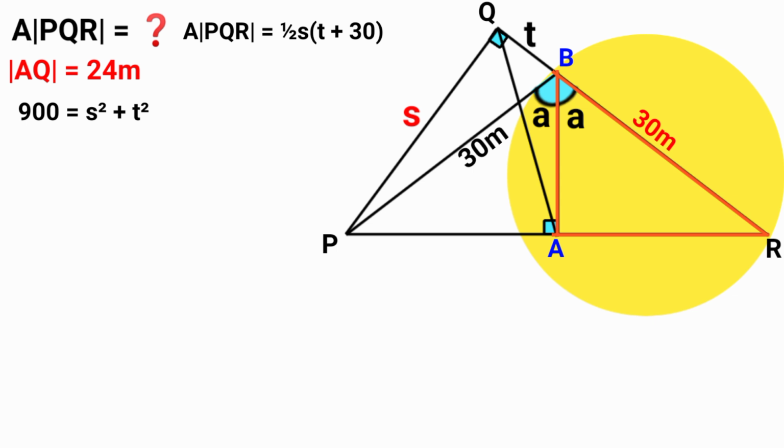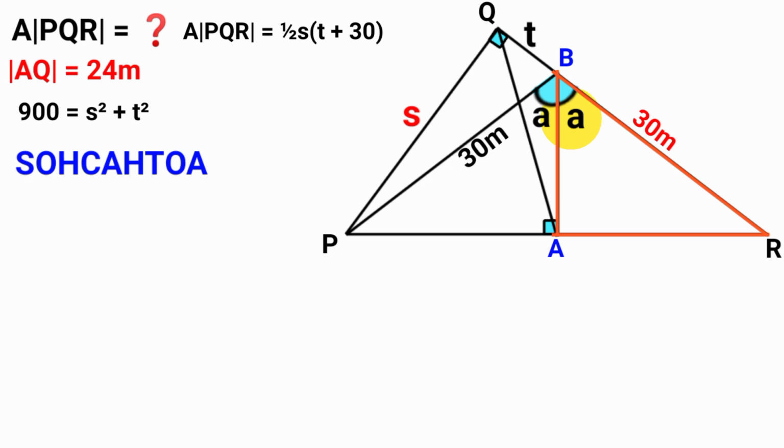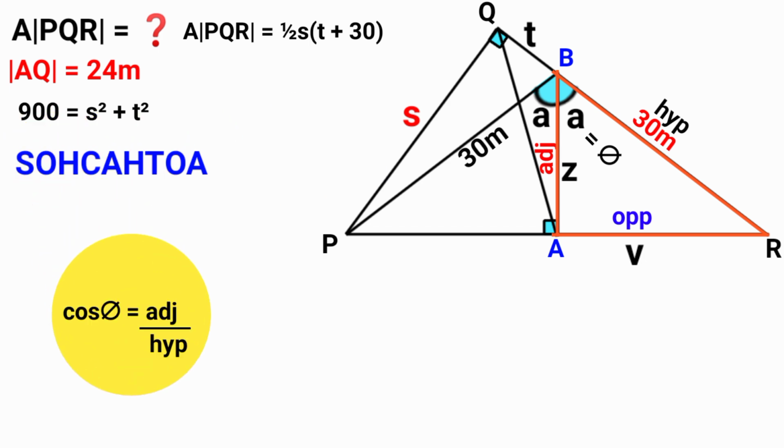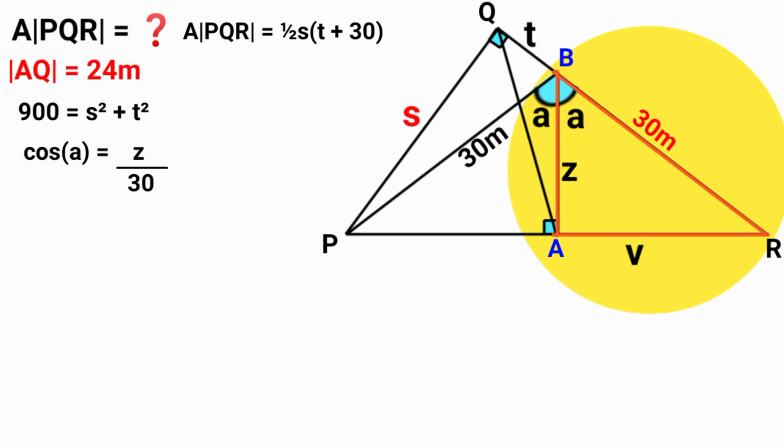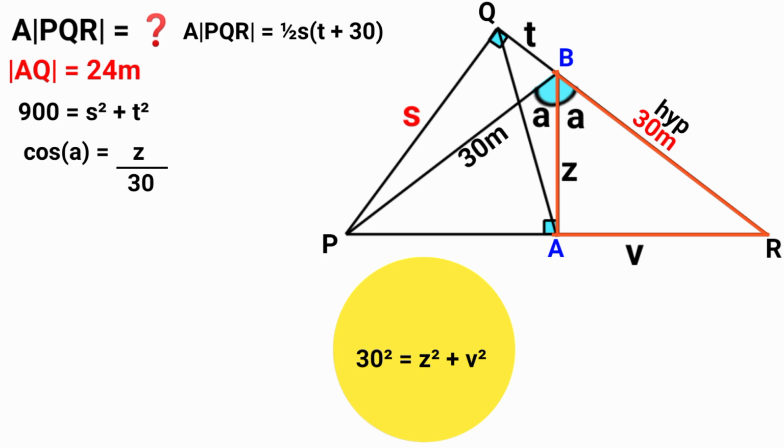Come back to this triangle. We can see it is a right angle triangle and we have the size of this angle to be A. We can use SOHCAHTOA. Taking this angle as theta, this is the opposite, let's say V. This is the adjacent, say Z, and this is the hypotenuse. From here, cos theta equals adjacent over hypotenuse. Theta is A, adjacent is Z, and hypotenuse is 30. So cos A equals Z over 30. But what is Z? We don't know. Still from this triangle, if you use the Pythagorean theorem, since this is the hypotenuse, the square of 30 must be equal to the sum of the squares of this Z and this V. So 30 squared equals Z squared plus V squared.